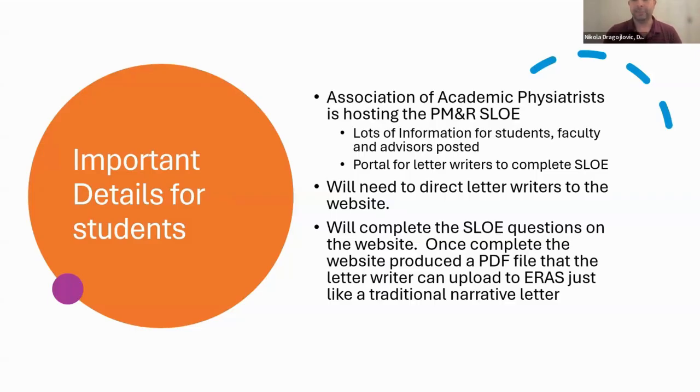Someone asked me, if we plan to get more than one PM&R letter, do you recommend doing all of these as a SLOE? Sure. There's no harm in doing more PM&R letters of recommendation as a SLOE, especially if you're rotating at an academic institution. One thing I will say about the SLOE is that it is also designed to be written as a composite letter.